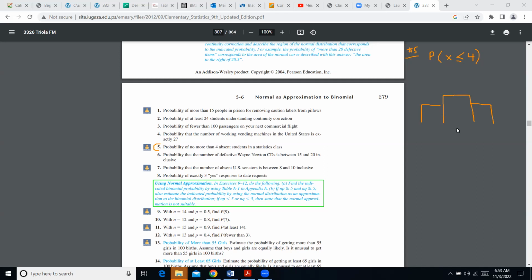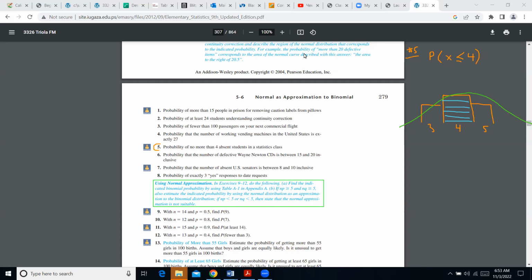normal distribution, we have binomial, so only the whole values are possible. So when they're talking about 4 absent students, we cannot have 3.5 students absent or 3.6. So it's either 3 or 4. But when we start to do the approximation, we need to make sure it's a continuous distribution because our binomial is so-called discrete. So we use the normal, that which is continuous, so any value is possible.